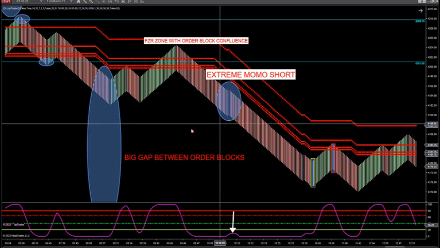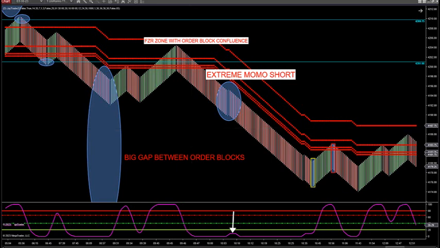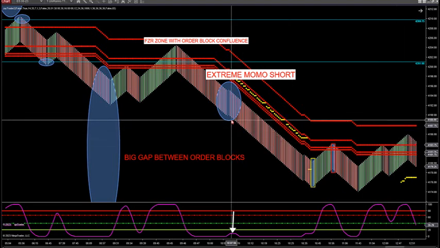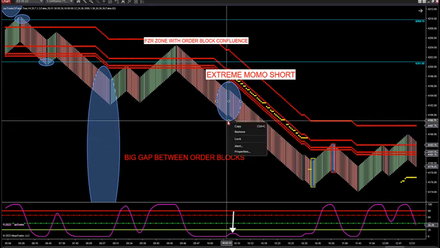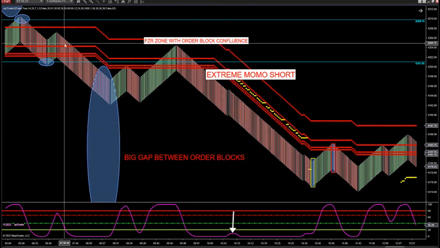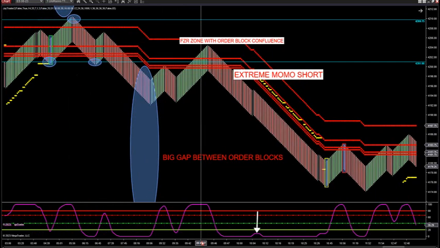All right, let's take a look at yesterday's setup. Okay, so when I was on the microphone yesterday, we had a possible setup coming up, and the reason that I was looking for a short setup is because we're in a downtrend. So let's take a look at the setup yesterday.